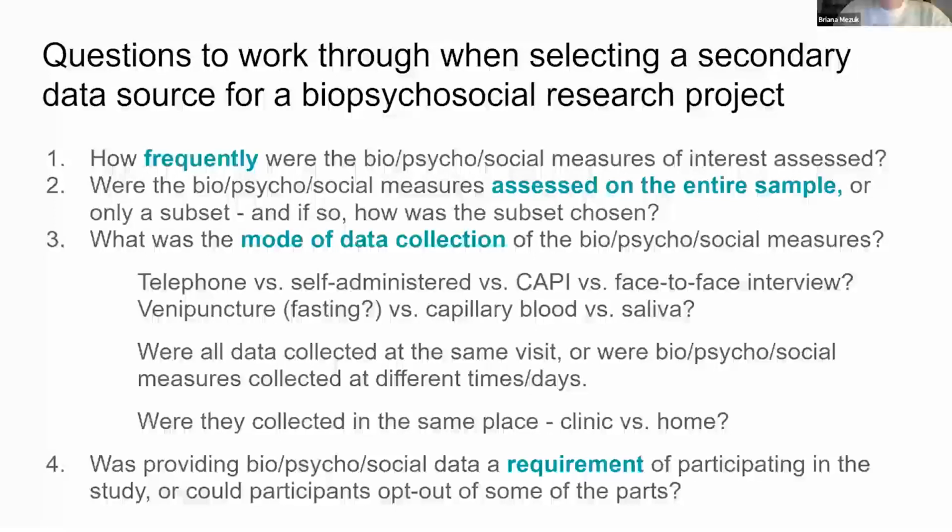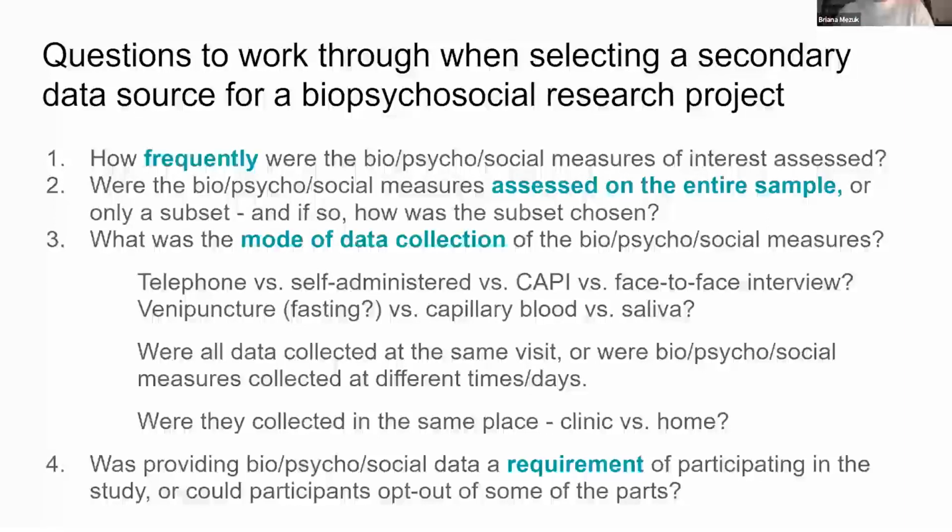You also want to know, and this happens a lot because biological data is expensive to collect, were those measures assessed on the entire sample or only a subset? And if it's only a subset, how was that subset chosen, right? You might get excited and think, oh, I've got methylation data, and I've got this incredible measure of, I don't know, loneliness, but it turns out that only people at wave 5 had these biological methylation measures, for example.